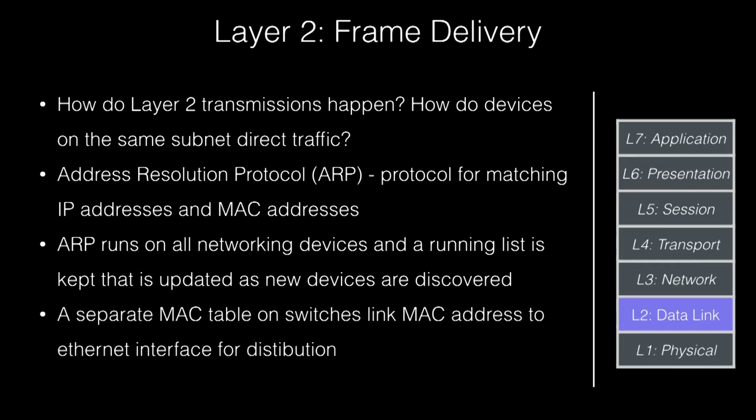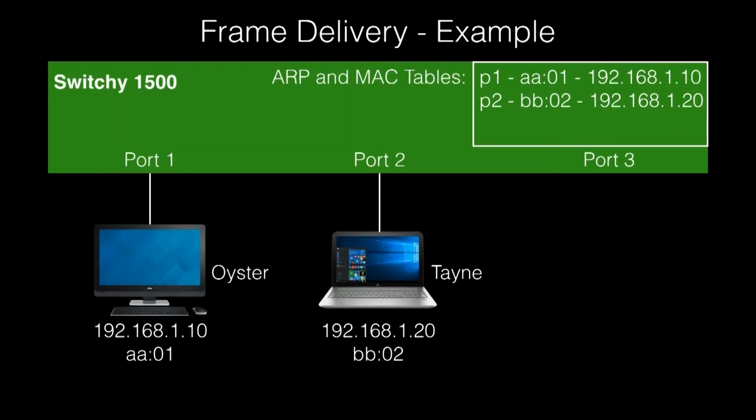And on switches, there's a separate MAC address table that links the MAC address to an Ethernet interface. So it's very easy to keep these two the same. They're not. An ARP table will run on your PC. It will run on every networking device. A MAC address table is on a device that's actually switching these frames. So it links the MAC address to the specific port on the device where it's going to deliver those frames.